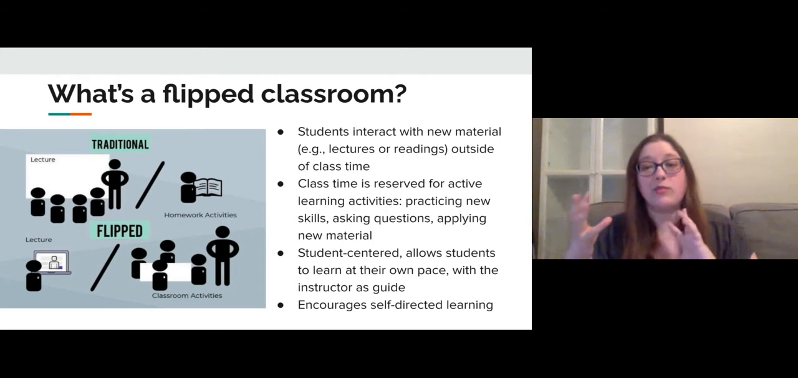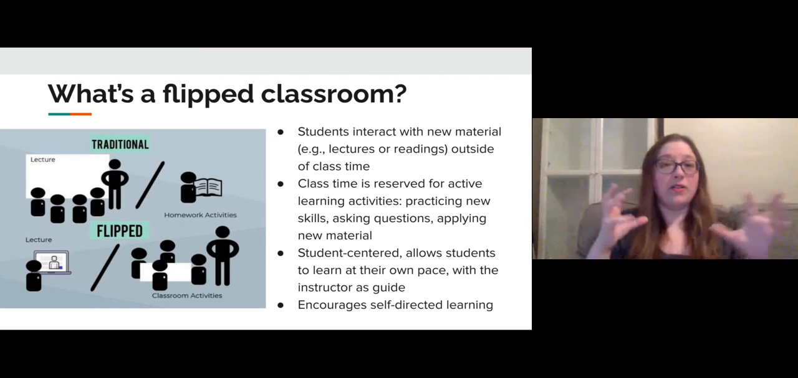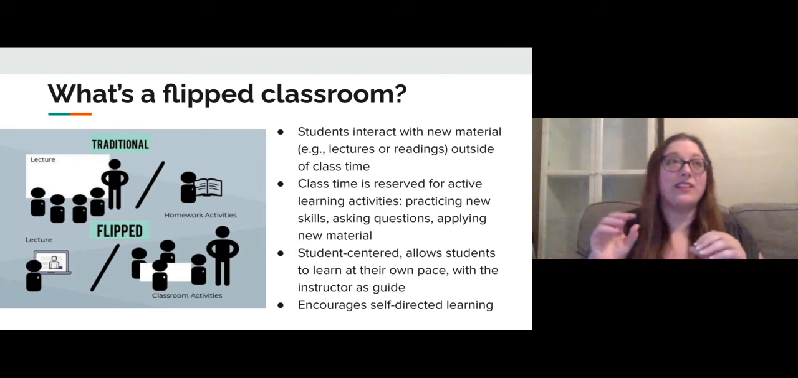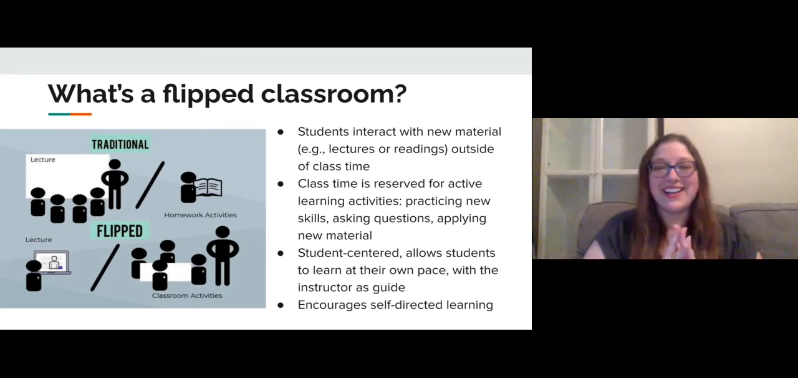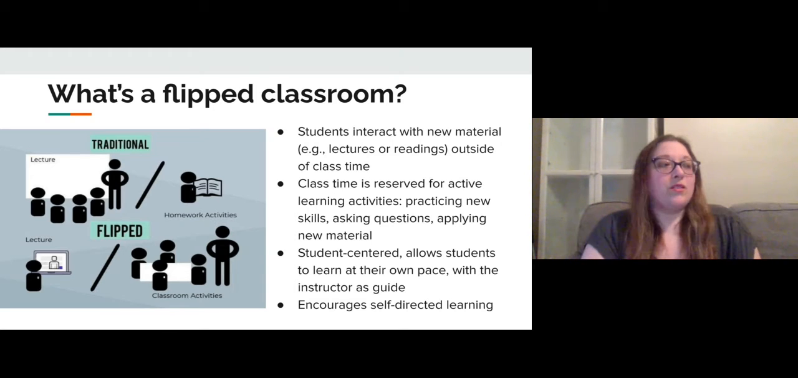And then class time is actually reserved for active learning activities. They're practicing new skills, they're asking questions, they're applying new material. And the benefits of this, right, is that it's very student-centered. It's allowing students to learn at their own pace, to engage with the material. They're not trying to keep up with a lecture. They could pause a lecture, or they could get up from their book for a minute. And when they have the instructor in the classroom, they can use that time more effectively to be applying that information and have the instructor there as a guide and to ask questions and things like that.